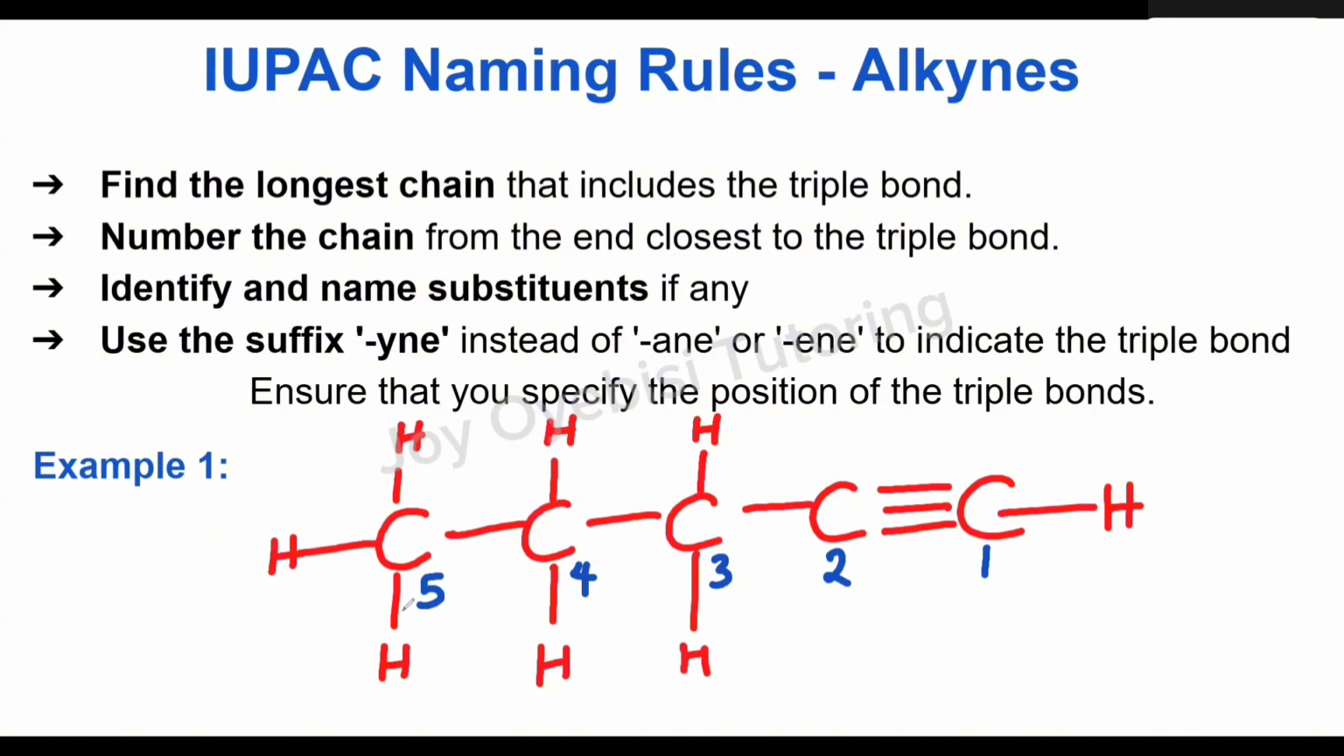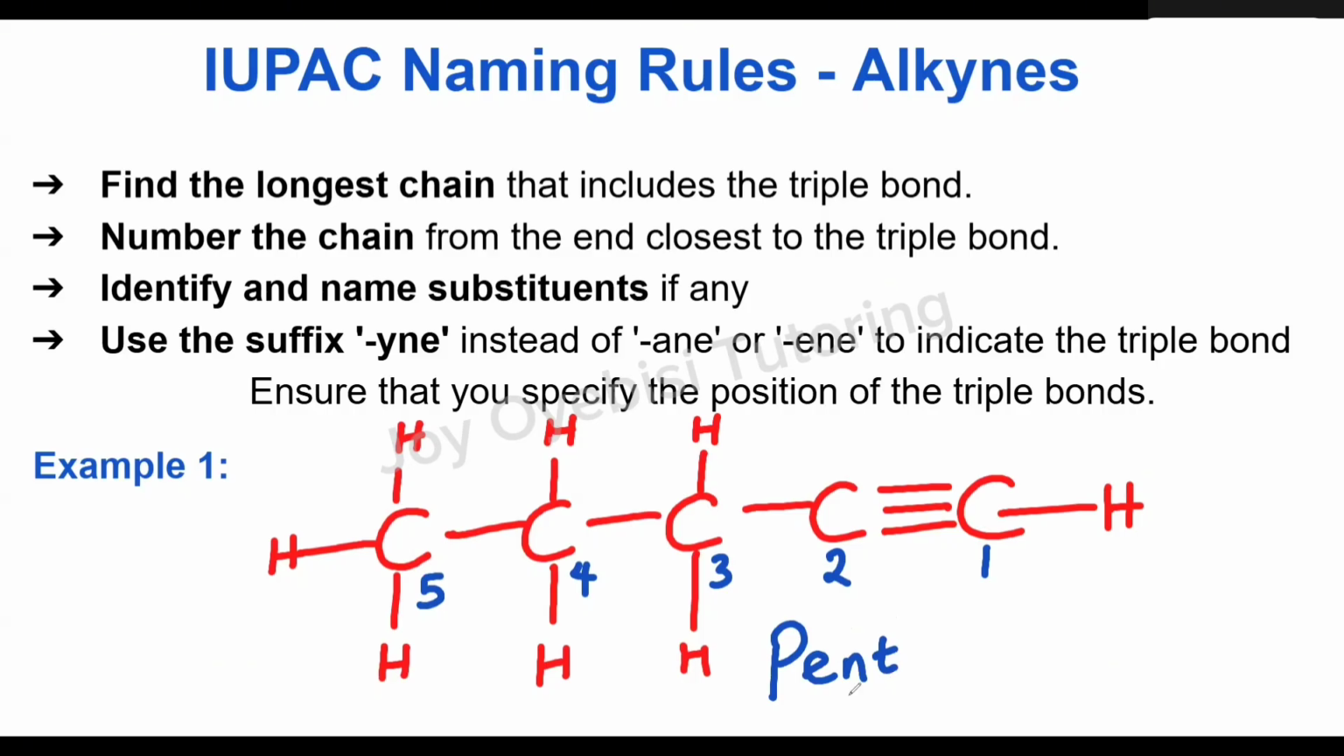Now identify and name the substituents, if any. There are no substituents here. We just have hydrogens attached to the longest continuous chain, so no substituents. Use the suffix "-yne" instead of -ane or -ene to indicate the triple bond. Now let's put everything together. We have 5. The prefix for 5 carbons is pent. Okay, so we say pent.